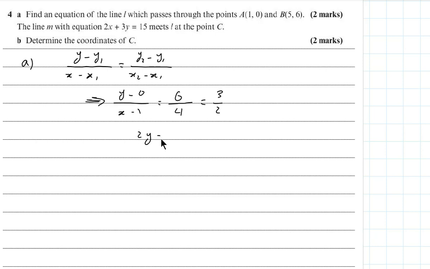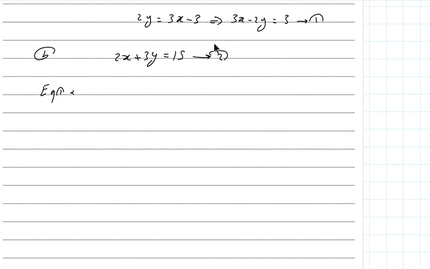We have here 2y is equal to 3x minus 3, or we can write it as 3x minus 2y equals 3. This is the first equation, okay? The line M with equation 2x plus 3y equals 15 meets L at the point C. Find the coordinates of C. Very good. The second equation is 2x plus 3y equals 15, and we want to solve these two equations simultaneously, right? I'll focus on cancelling y, because y here has a positive coefficient and y here has a negative coefficient.